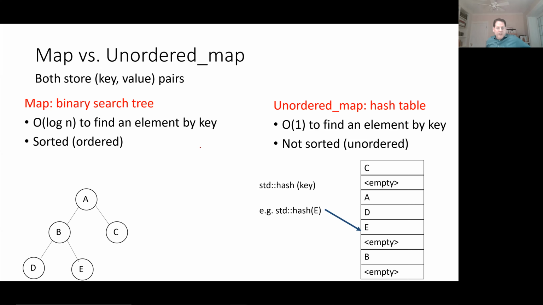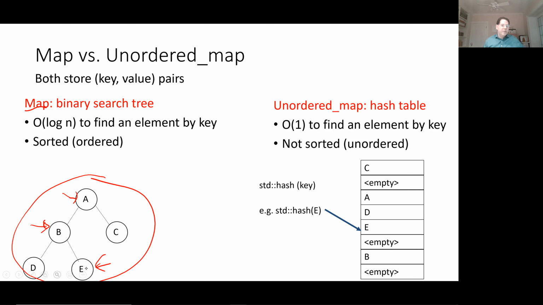Okay, so last slide. And again, I'll post some slides on hash tables because this probably isn't that understandable if you don't know hash tables. The map is a binary search tree. So it looks like this. And it's order log n to find an element by key because we start at the top and we go down some sequence, which is log n steps to get to where we need to be in the binary search tree. And it's fundamentally sorted, which sometimes is useful.